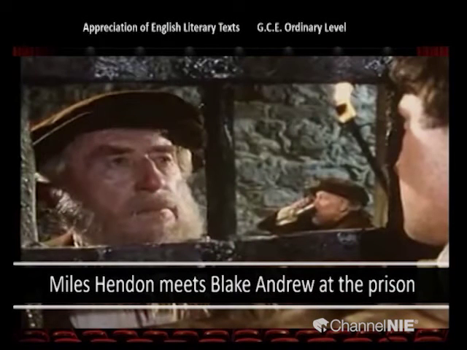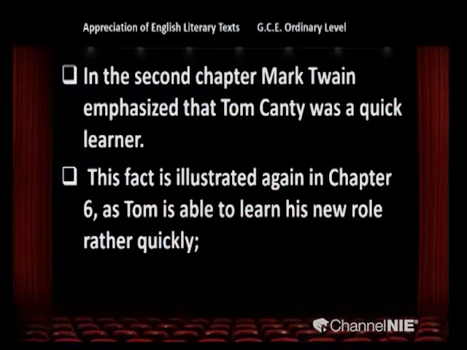This is the prison. You can see Miles Hendon meets Blake Andrew at the prison. He secretly tells Miles Hendon about the situation of the country as well as the situation at the Hendon Halls.